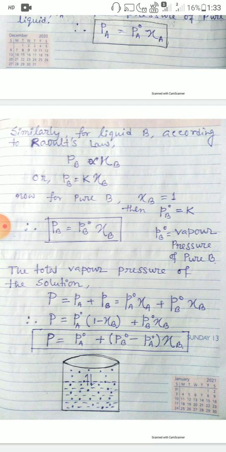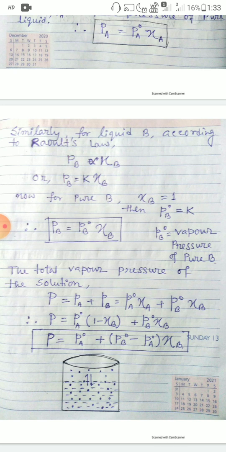And if you take all pure B, then the partial pressure of B will be represented as Pb0. So in the case of pure B, Xb is equal to 1, then Pb0 is equal to K. That's why, according to Raoult's law, Pb is equal to Pb0 into Xb, where Pb is the partial pressure of B in the binary solution, but Pb0 is the partial pressure of B in the pure state. And Xb is the mole fraction of B in the solution.